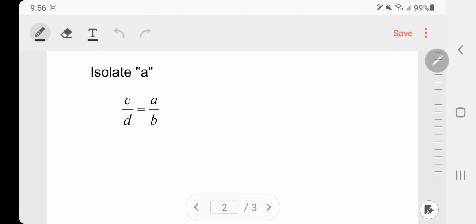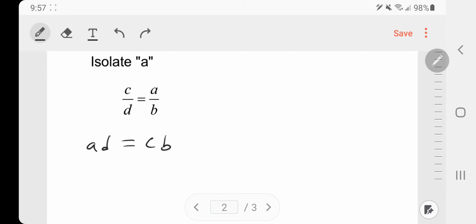So here we have a proportion. We're looking to isolate a. If we're not familiar with how to solve proportions, it's cross-multiplying. So I'm going to be multiplying a times d and c times b to get my equation. So let's go ahead and do that. A times d is just AD. C times b is just CB. So again, I'm multiplying across here.